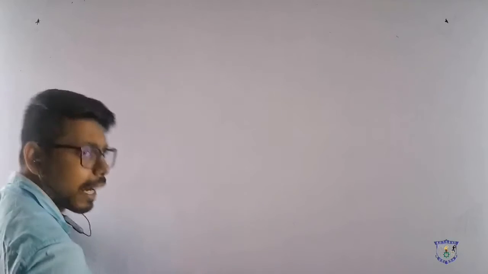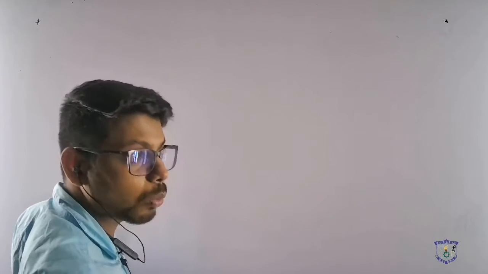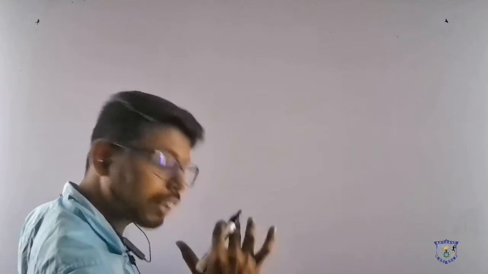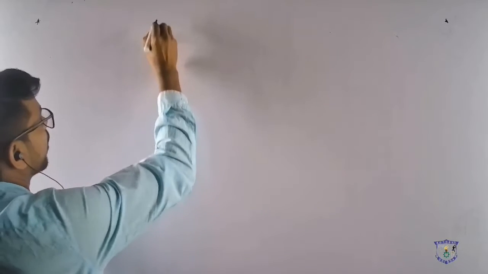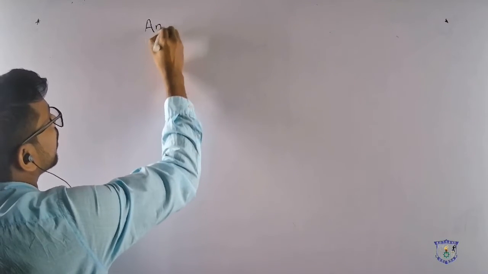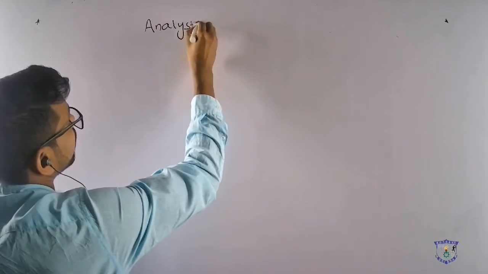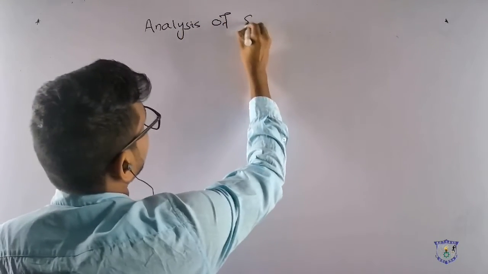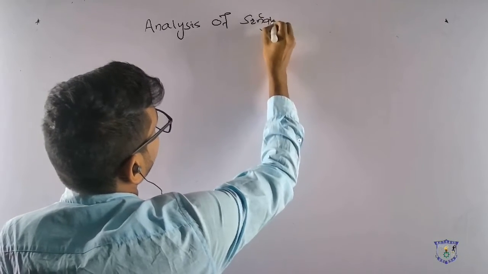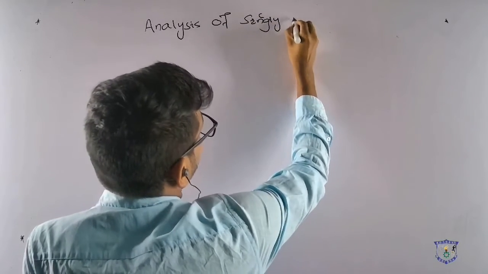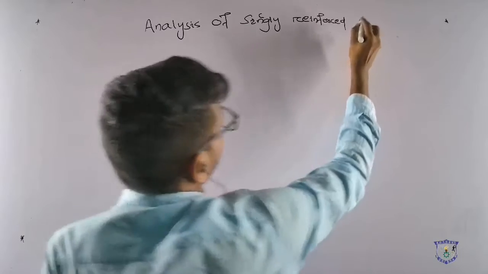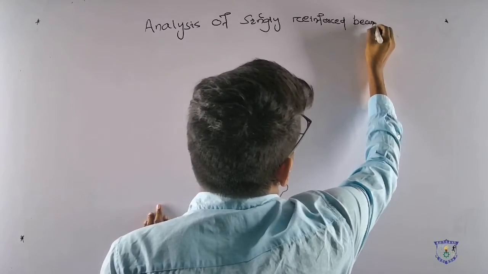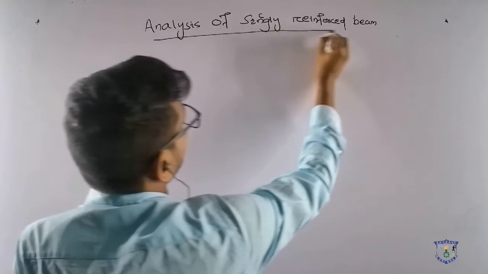So we have to calculate the moment of resistance, the tensile force, the compressive force, and the depth of neutral axis. The neutral axis is the axis where no tensile force and no compressive force exist. We have to find that out. So, analysis of singly reinforced beam.